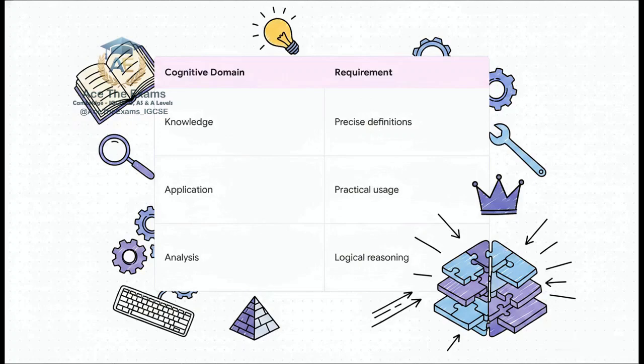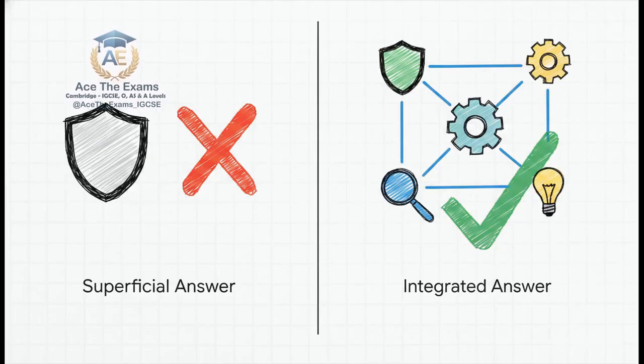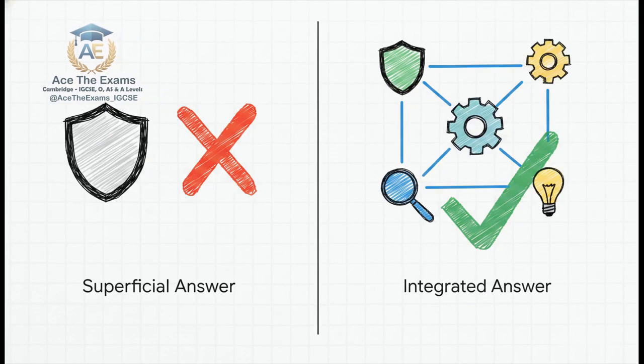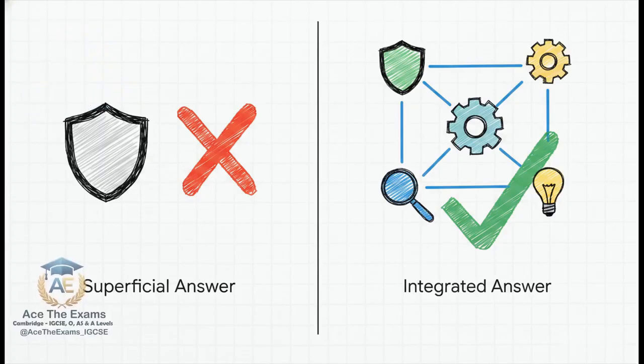That is how you hit the analysis domain. So, the crucial point is that top-tier candidates simply do not view topics in isolation. The intelligence gathered from the principal examiner reports highlights that students who reference cross-topic connections achieve significantly higher marks.